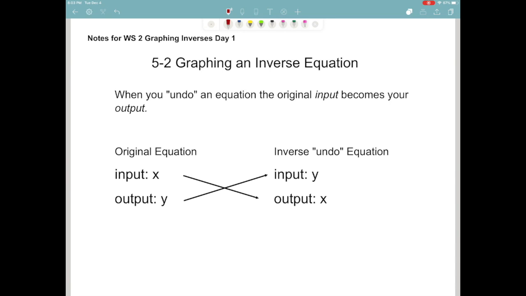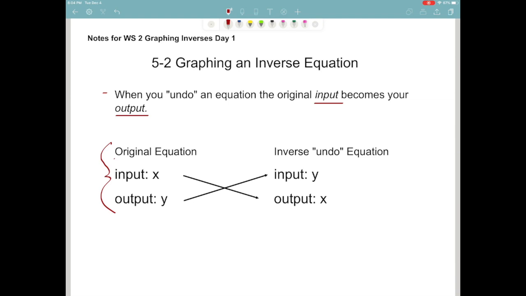So, first part here, when you undo an equation, the original input becomes your output. And we talked about that yesterday in the previous lesson, how when we put our inputs into our original functions, they become the outputs. And then when we put them in the inverse function, we put the outputs in and we get the inputs out. So there's a little diagram down here to re-explain that.